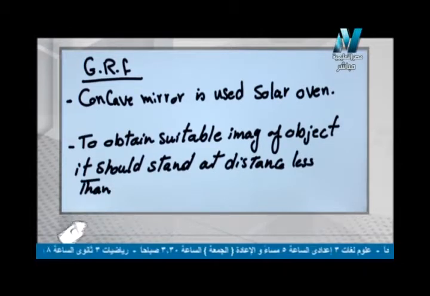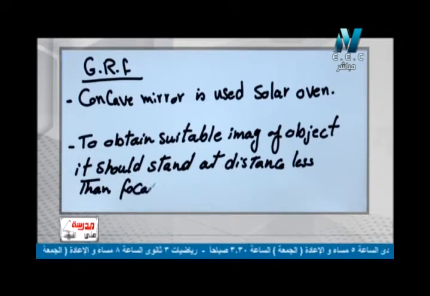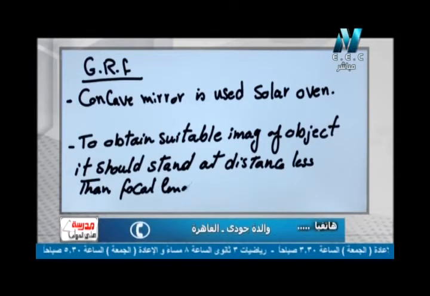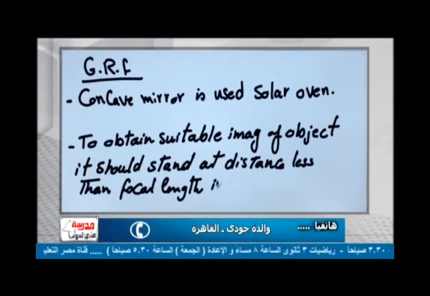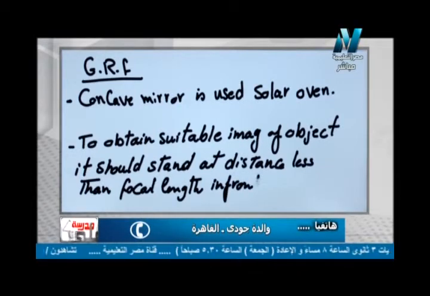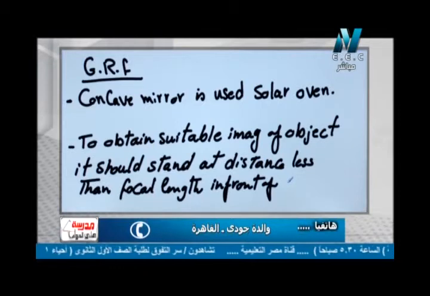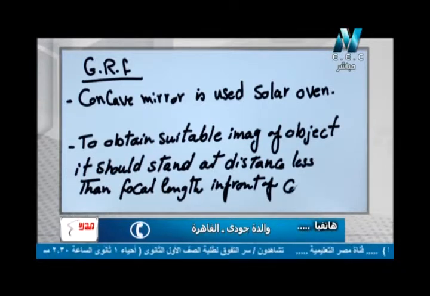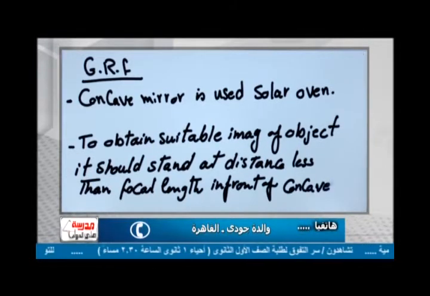Focal length. In front of concave mirror.